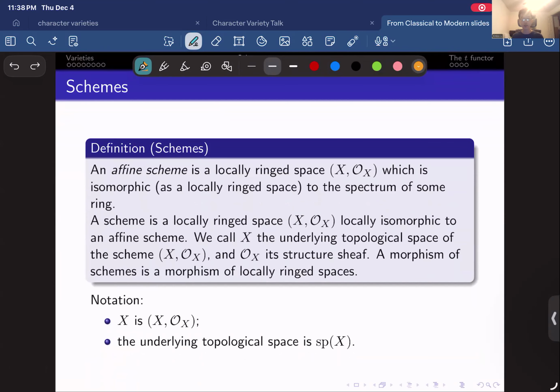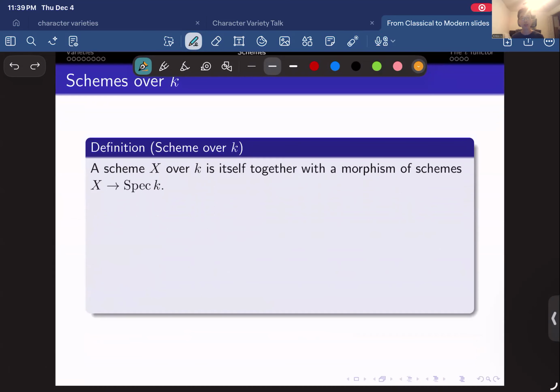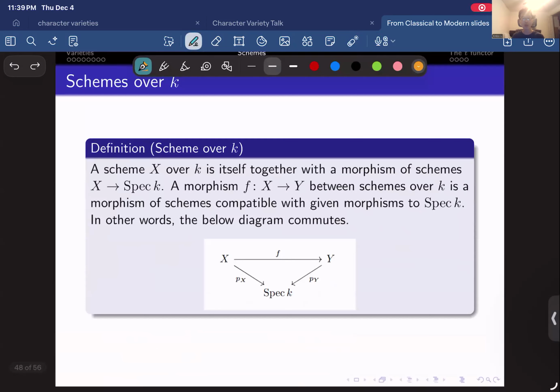And notation: we now denote X to be X with its structure sheaf if X is a scheme, and we denote the underlying topological space to be SP X. So what is a scheme over K? A scheme X over K is just a scheme together with a morphism of schemes X to Spec K. And a morphism between schemes over K is a morphism of schemes compatible with the given morphism to Spec K.